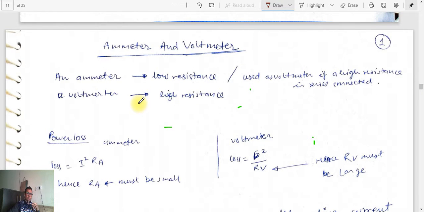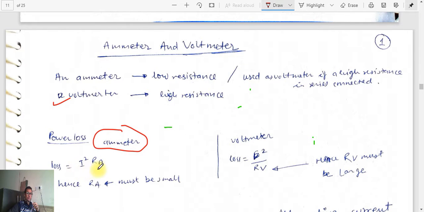What is the ammeter? An ammeter has a low resistance and is connected in series. What about the voltmeter? A voltmeter has a high resistance, and there are two factors for the power loss that occurs in the ammeter.